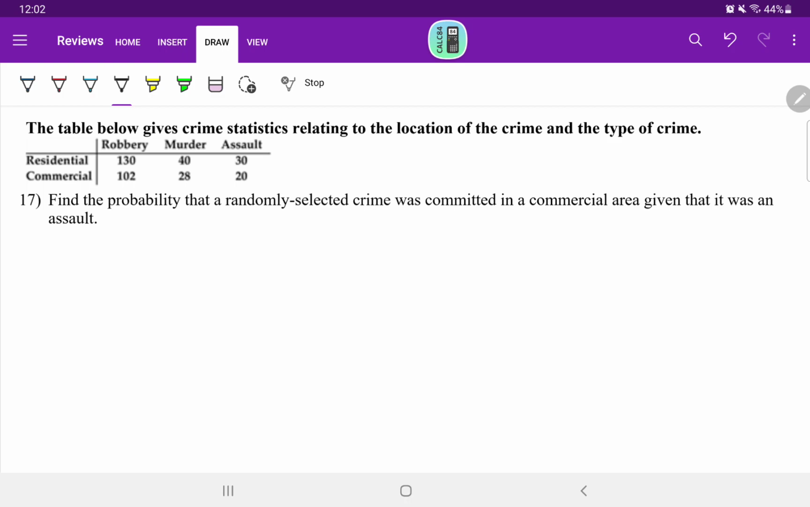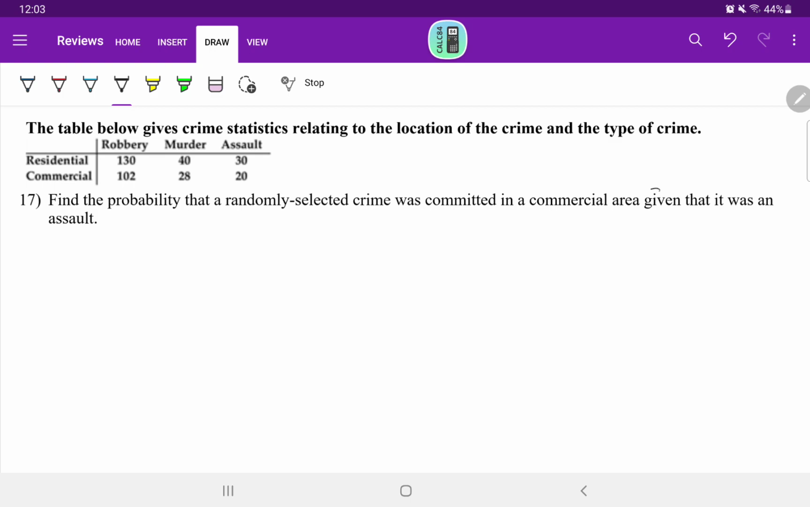It says here, find the probability that a randomly selected crime was committed. Well, let me actually read the bold first. The table below gives the crime statistics relating to the location of the crime and the type of crime. Robbery, murder, assault, residential, and then commercial. Find the probability that a randomly selected crime was committed in a commercial area given that it was an assault.